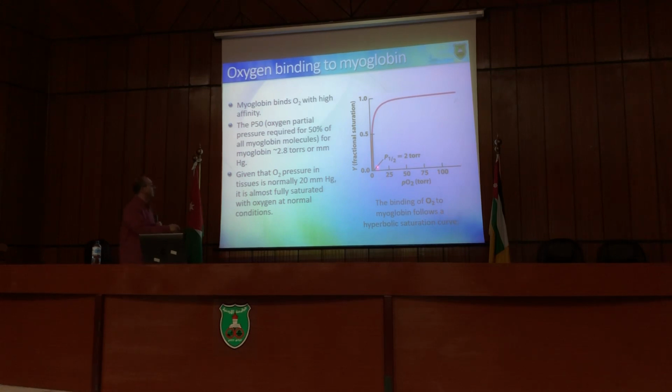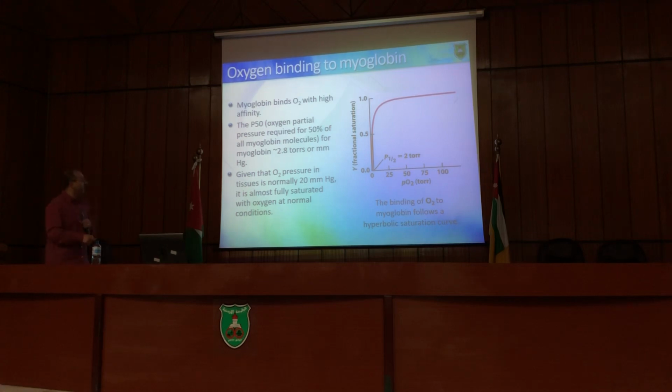It tells me that the affinity of myoglobin to oxygen is really high. It's very strong, which makes sense because that's what we want. We want oxygen binding to myoglobin to be at very high affinity, so that oxygen is released only in cases of emergency when there's hypoxia.